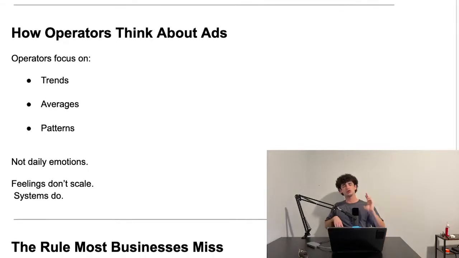How do high-efficiency, high-result operators think about ads, right? Operators who are at a very high level focus on trends, averages, patterns, numbers, no emotions to it. Feelings are not going to help your business scale. It's actual data-driven math, numbers, facts, okay? So this is very, very important.